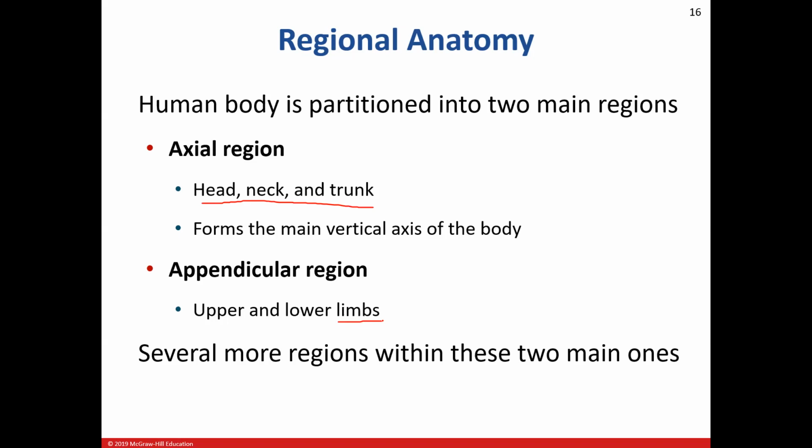The appendicular region is your arms and your legs. Your axial region is everything else. It's what your arms and legs attach to. All right, keep it easy. Not keep it easy, keep it simple.